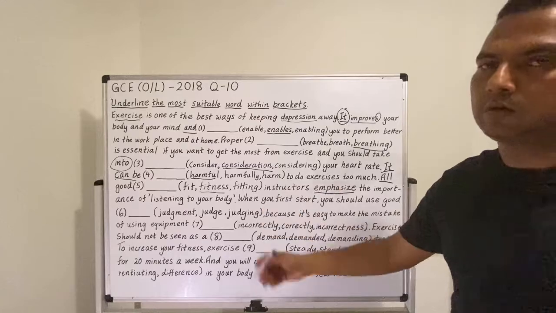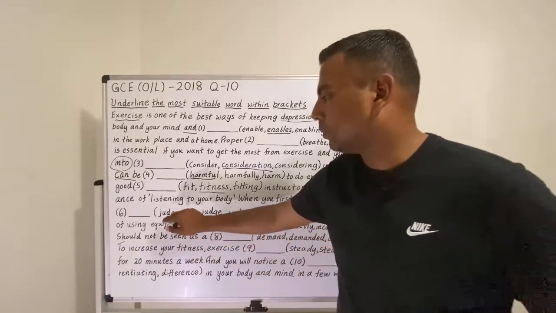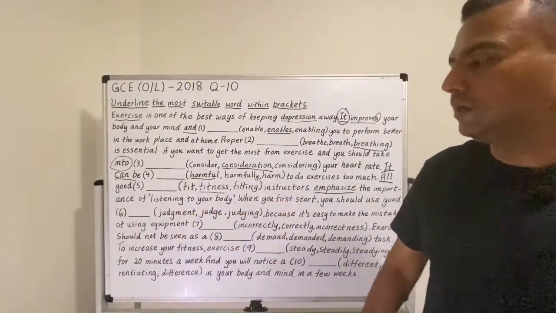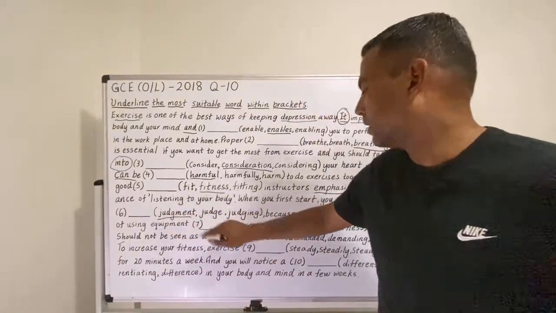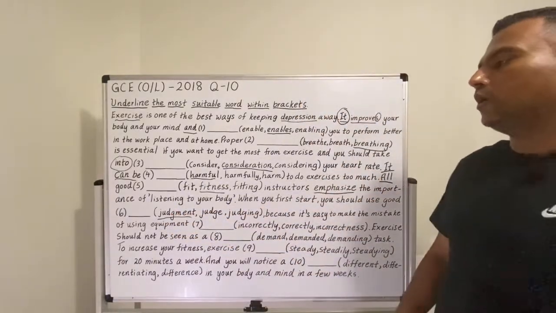Judging is the gerund or the present participle form. Then what is the noun here? The judgment. Good judgment.